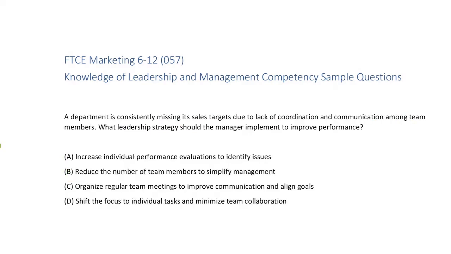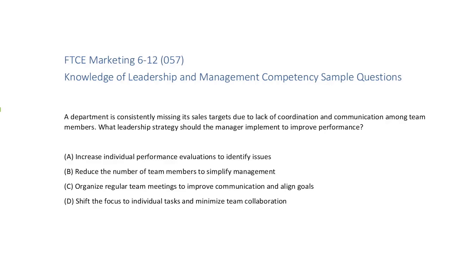A department is consistently missing its sales targets due to lack of coordination and communication among team members. What leadership strategy should the manager implement to improve performance? A. Increase individual performance evaluations to identify issues. B. Reduce the number of team members to simplify management. C. Organize regular team meetings to improve communication and align goals. Or D. Shift the focus to individual tasks and minimize team collaboration.